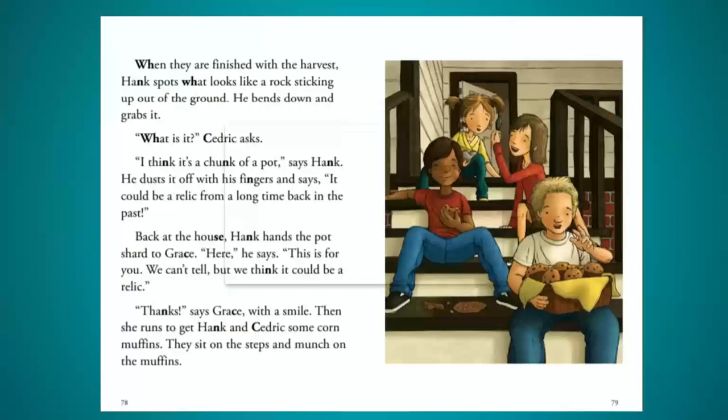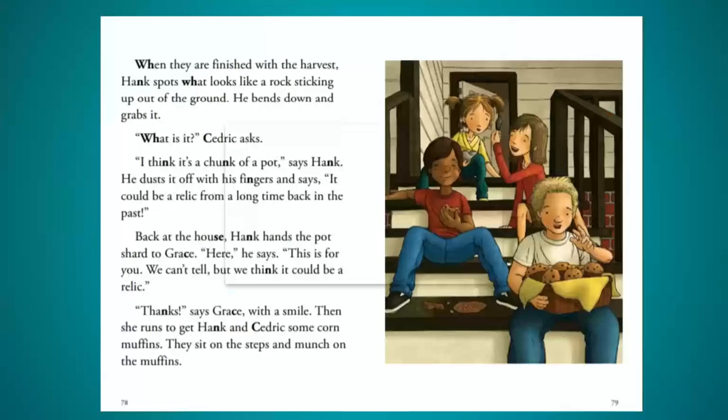"Here," he says, "this is for you. We can't tell, but we think it could be a relic." "Thanks," says Grace with a smile. Then she runs to get Hank and Cedric some corn muffins. They sit on the steps and munch on the muffins.